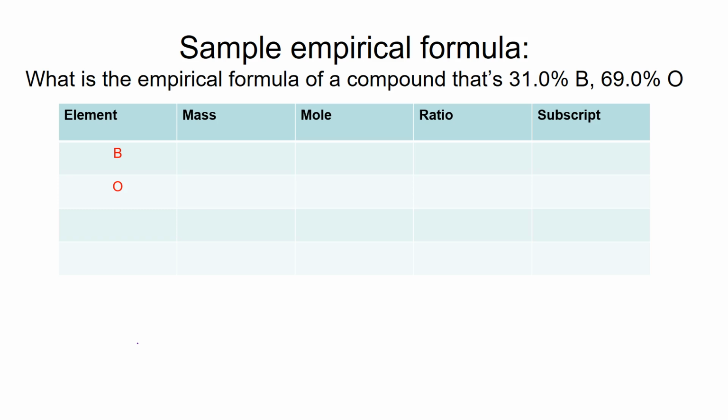I'll get you started. You need to look up the molar mass of boron. Take 31 divided by that molar mass, and that'll give you moles.